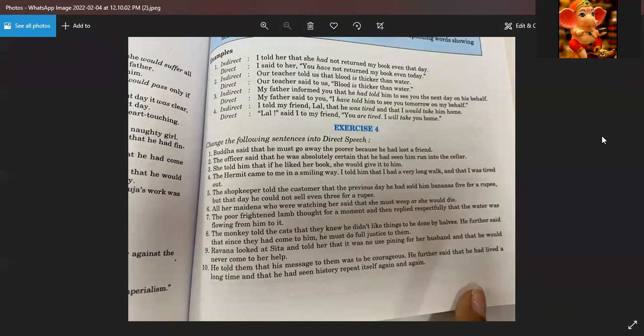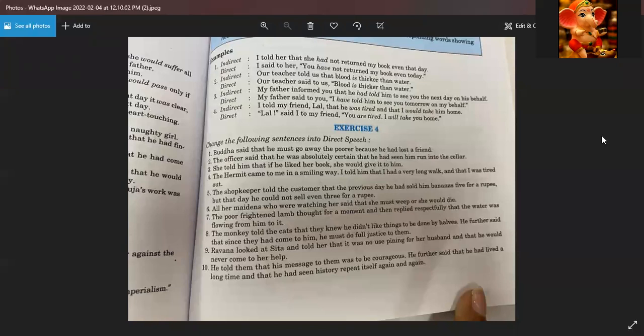Right? Next. All her maidens who were watching her said that she must weep or she would die. Yes, how will it be changed? Raise up your hands. All the maidens watching her said, "She must weep or she will die."